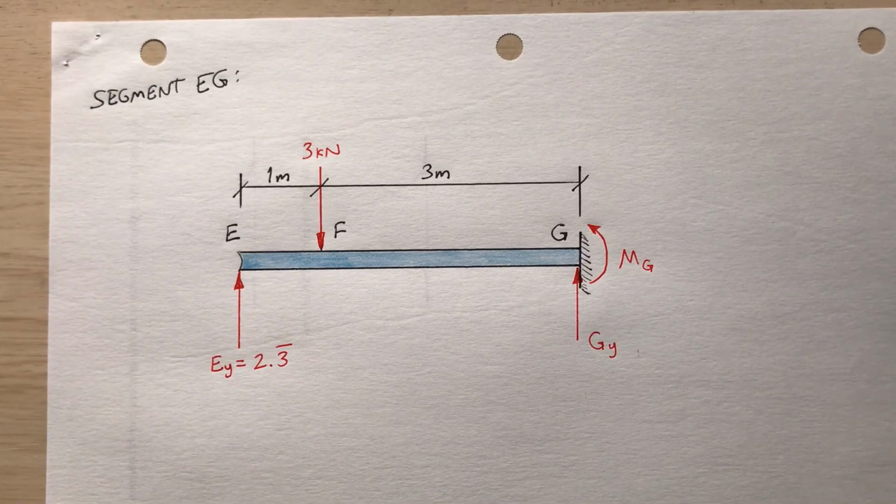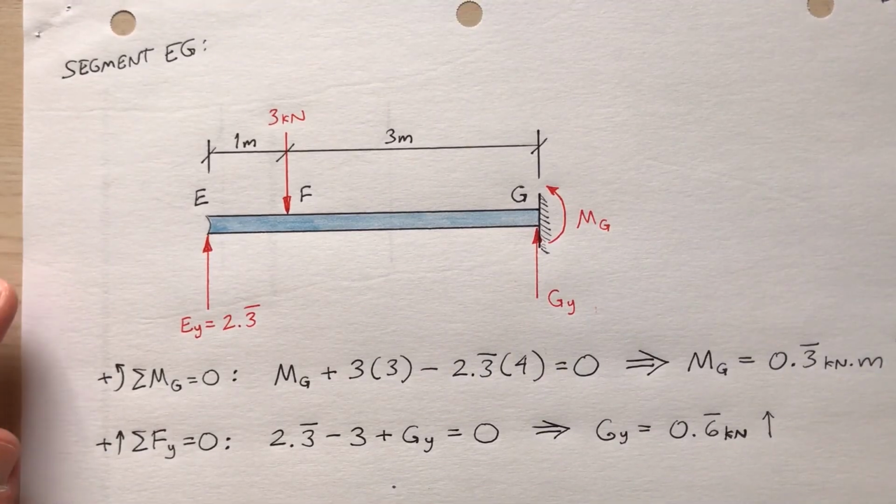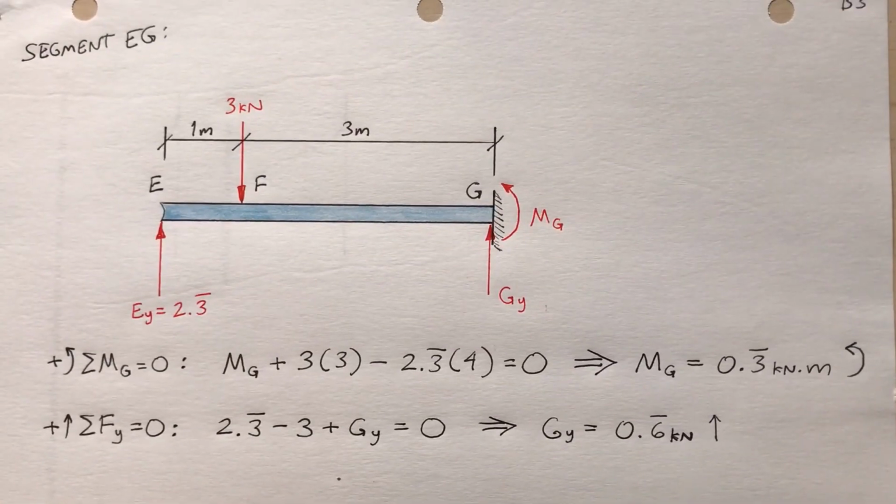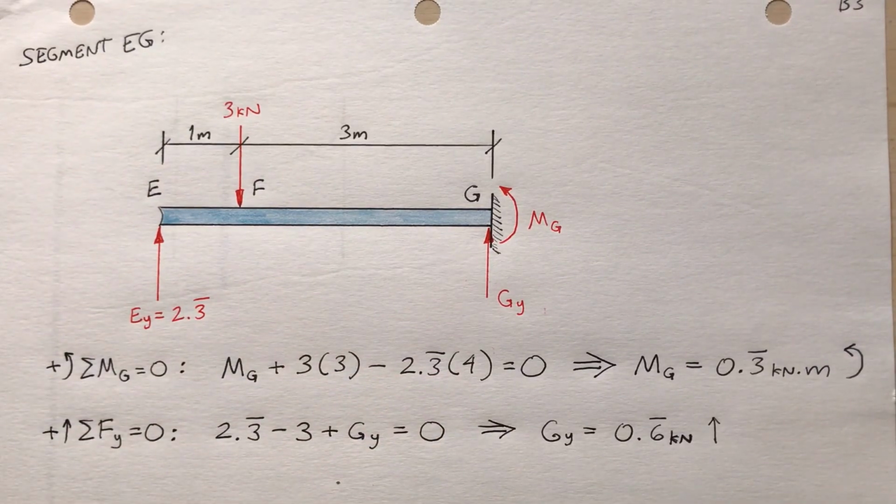I could take the sum of the moments about point G to find M sub G, and I could take the sum of the forces in the y direction to find G sub y. So that's what you'll see appear in just a moment, like magic. And there it is. The sum of the moments about point G is 0. I find that M sub G, make sure you know where I'm getting these from, M sub G is 1/3 kilonewton meter. I got a positive value when I solved this equation, meaning that I am showing it in the correct direction.